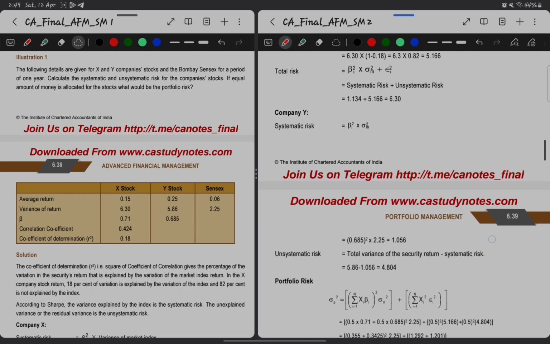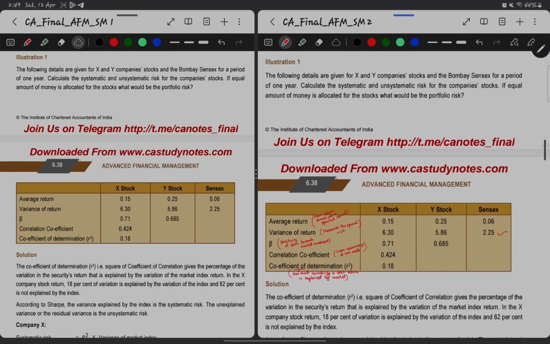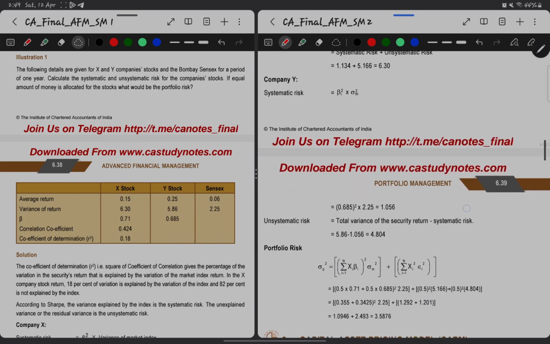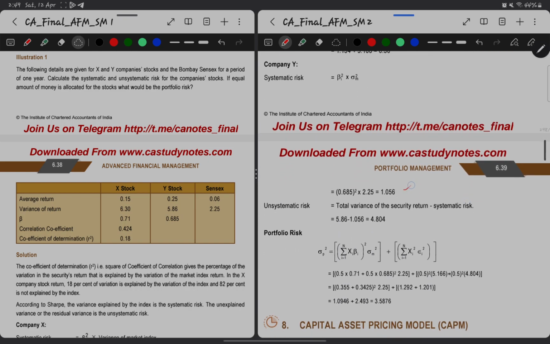Same case we can find for stock company Y also. Systematic risk, which is beta square multiplied by variance of Sensex, which in our case is the market return, will give us systematic risk. Then total variance minus systematic will give us unsystematic risk.